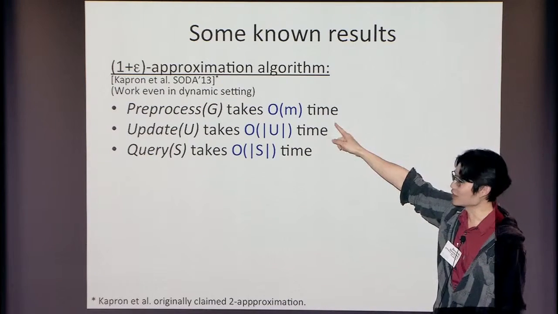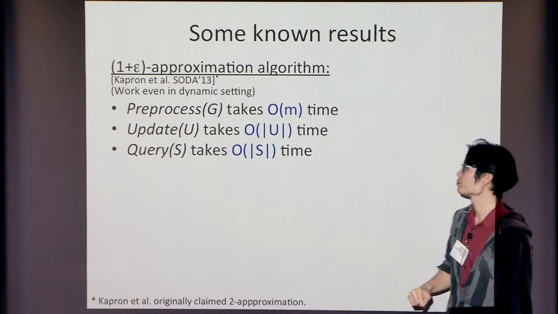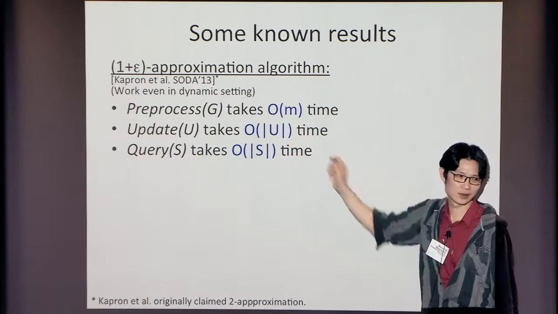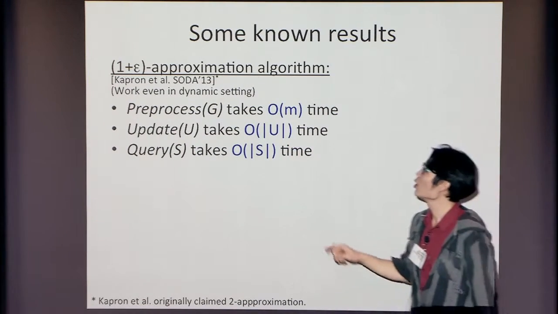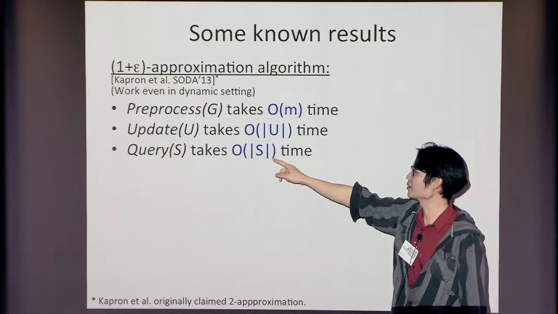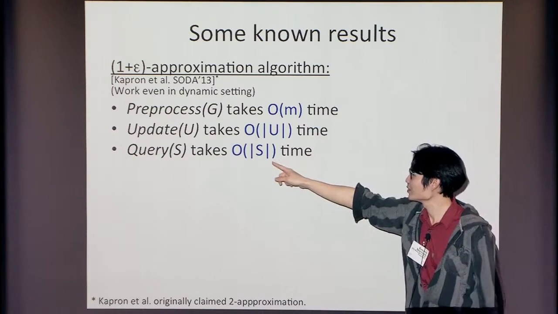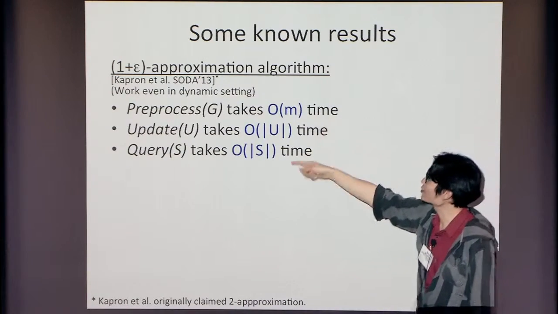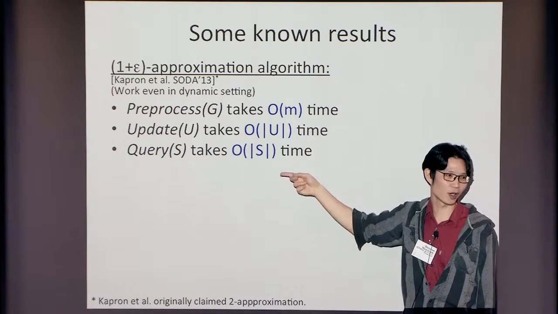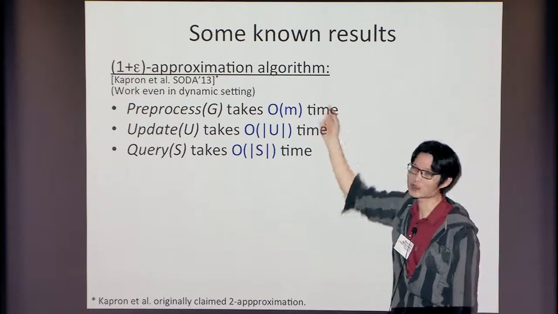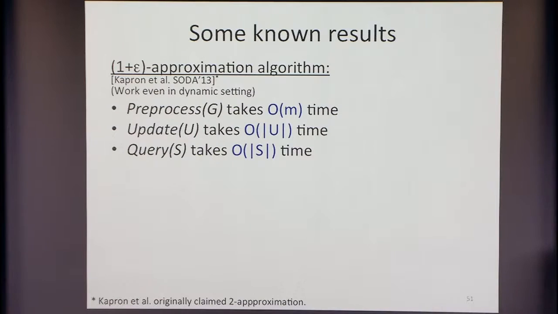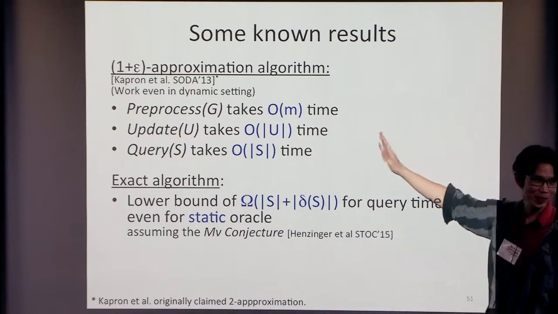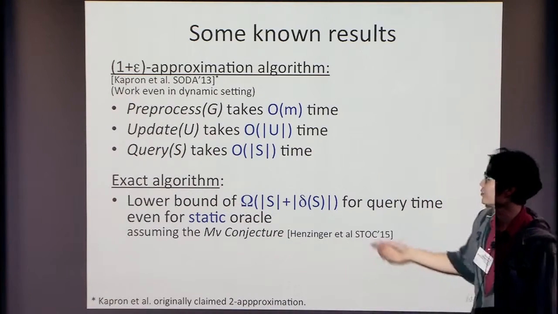So it can pre-process the graph in linear time and update the graph again in linear time in the number of updates. And then when you have the query, you can answer that with just the size of the query, which you have to pay anyway. So these are the best running times you can possibly get. The only problem is that it's approximation. How about exact algorithm? I would say for approximation algorithm, this is pretty much done because you cannot improve this.